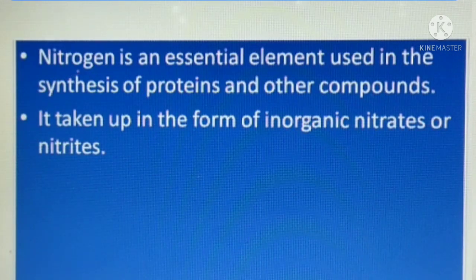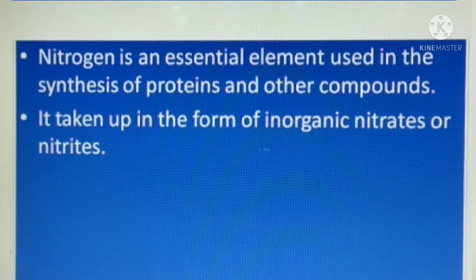So nitrogen is mainly present in our atmosphere. Nitrogen is very essential for the synthesis of protein. So atmospheric nitrogen is converted to inorganic nitrates or nitrites. How is the atmospheric nitrogen converted to inorganic nitrates or nitrites? This we studied in our 9th standard, the nitrogen cycle. So nitrogen-fixing bacteria fix atmospheric nitrogen in the soil as inorganic nitrate or nitrite.